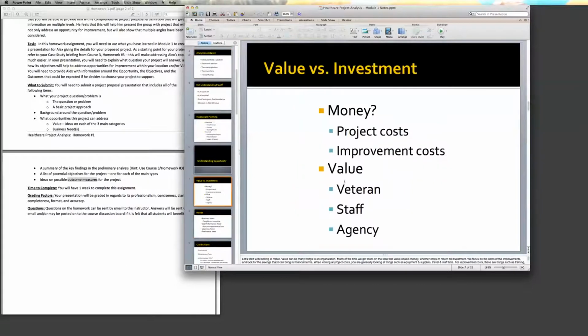When you're looking at value from our 3 main stakeholder groups, our customer groups, our veteran, our staff, and our agency, we almost always forget at least one of these 3. In order to have a well-rounded project, and to make sure you've got the best chance of success and that all the different levels involved are on board with what you're proposing, showing this value is going to make you stand head and shoulders above.